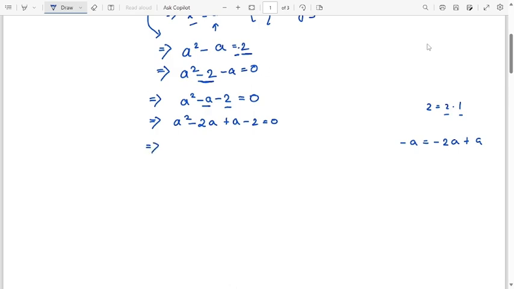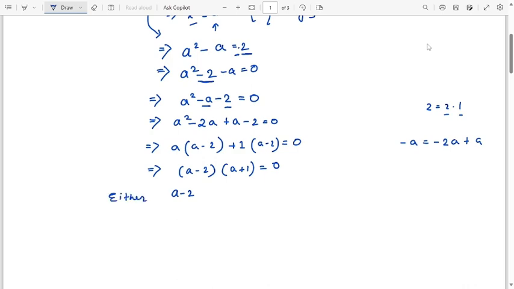So now we can take common a, which means we are taking factor a. This will become a minus 2. And from here we are taking factor 1. Then it will become a minus 2, which is equal to 0. So now we are getting a minus 2 times a plus 1. Okay. So what we have? We have either a minus 2 equal to 0 or a plus 1 equal to 0.